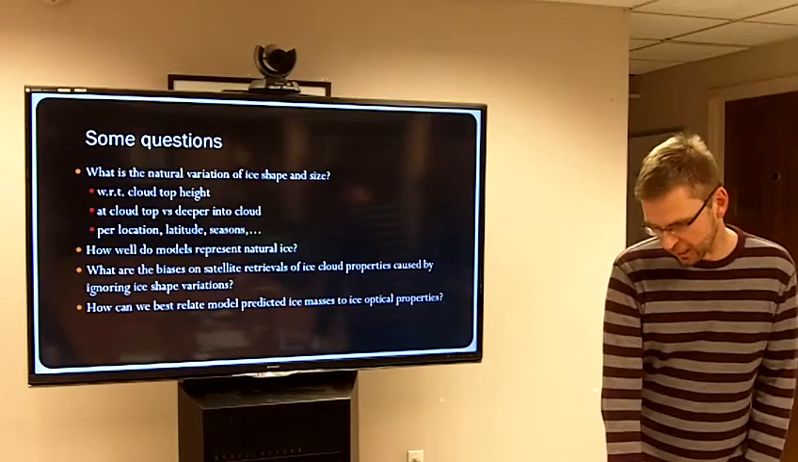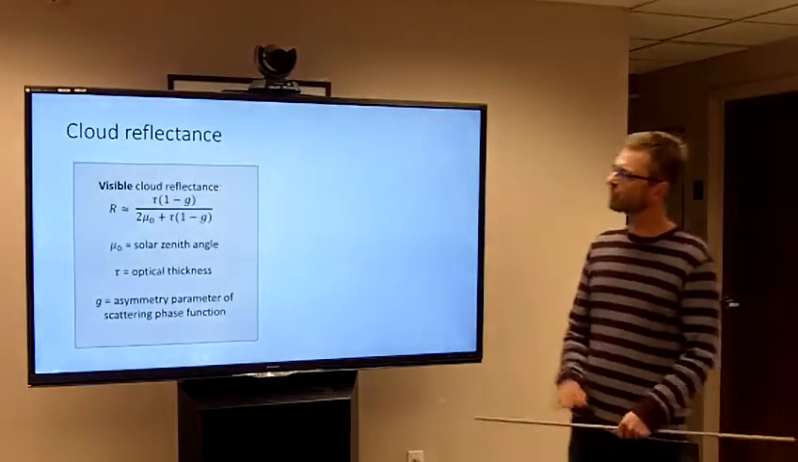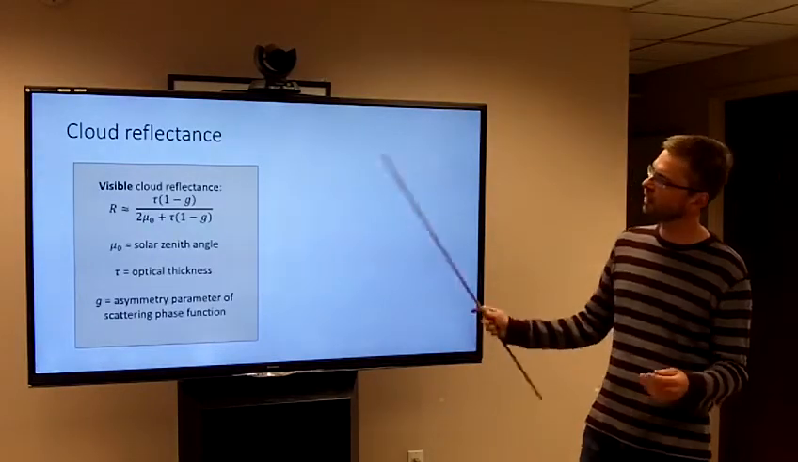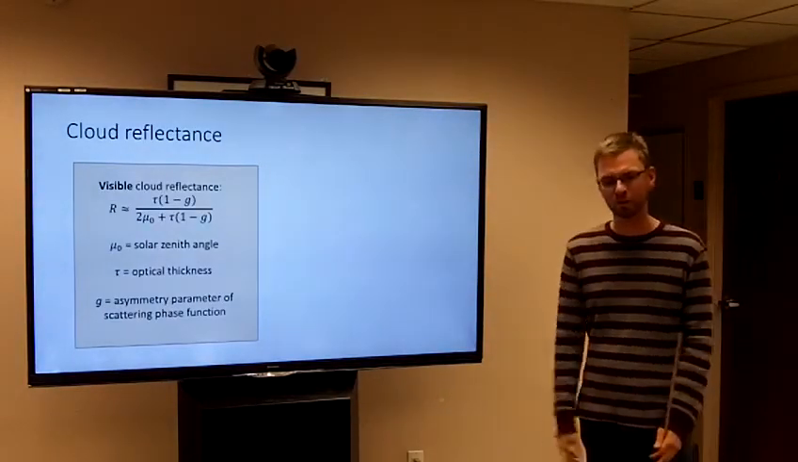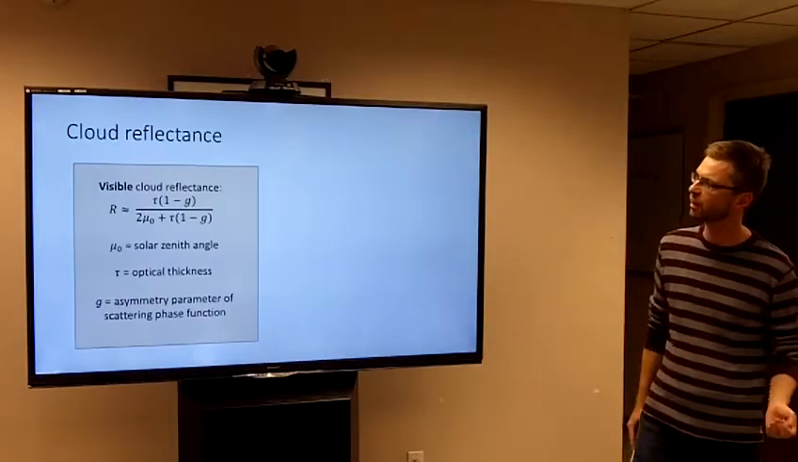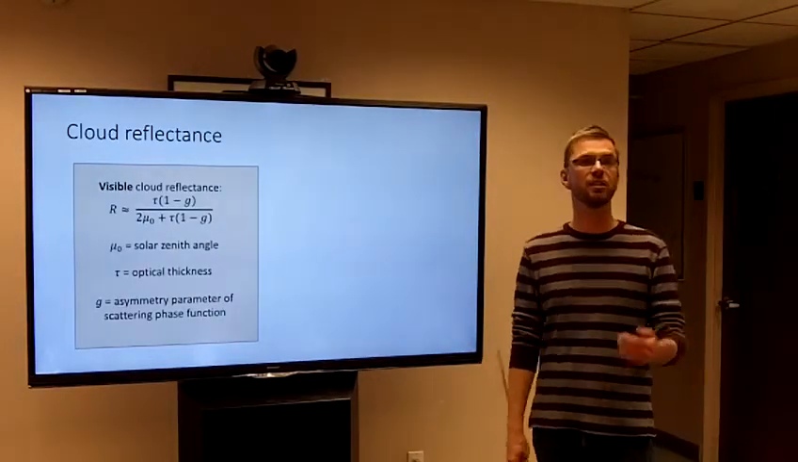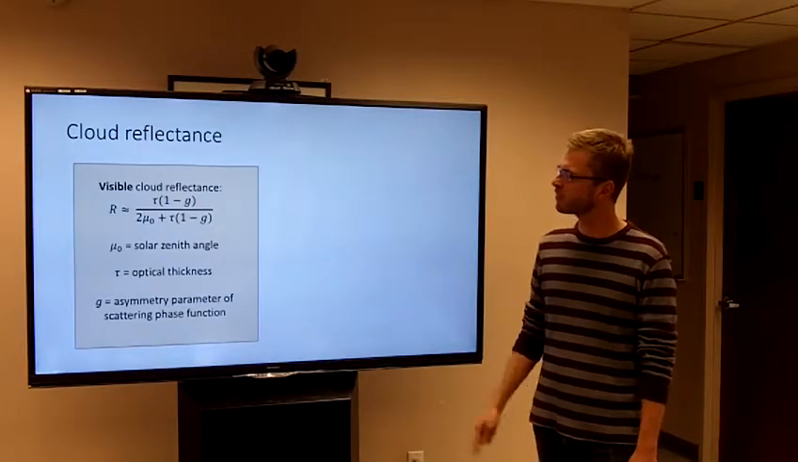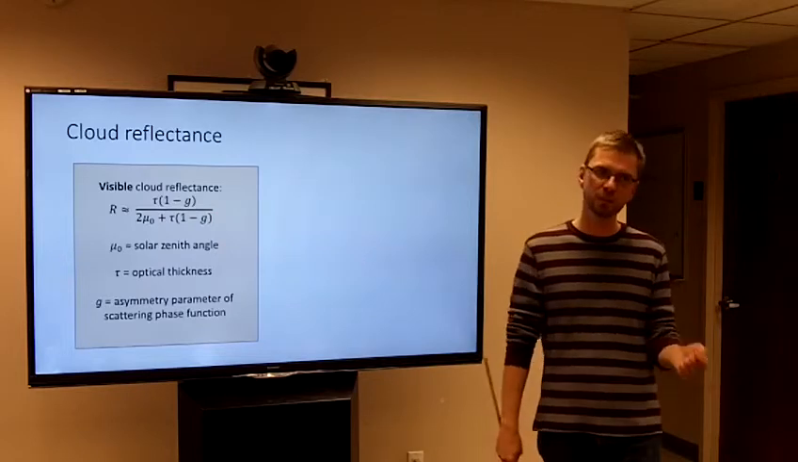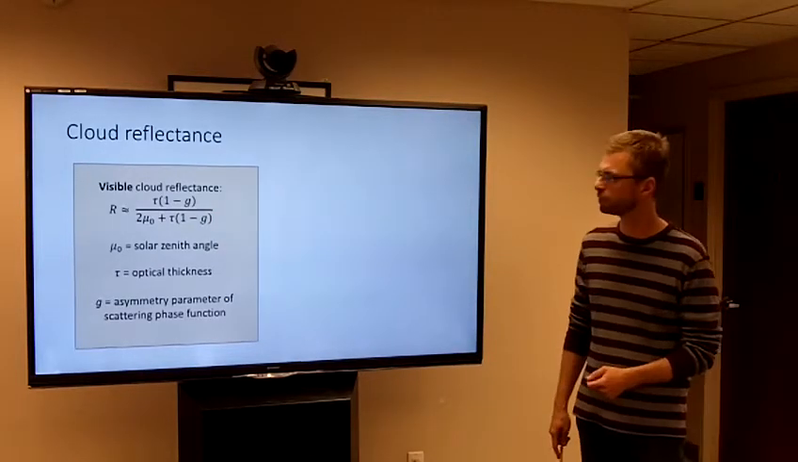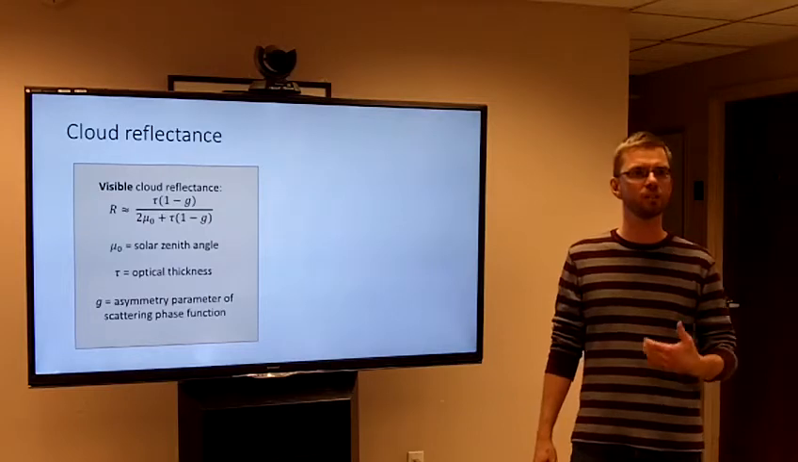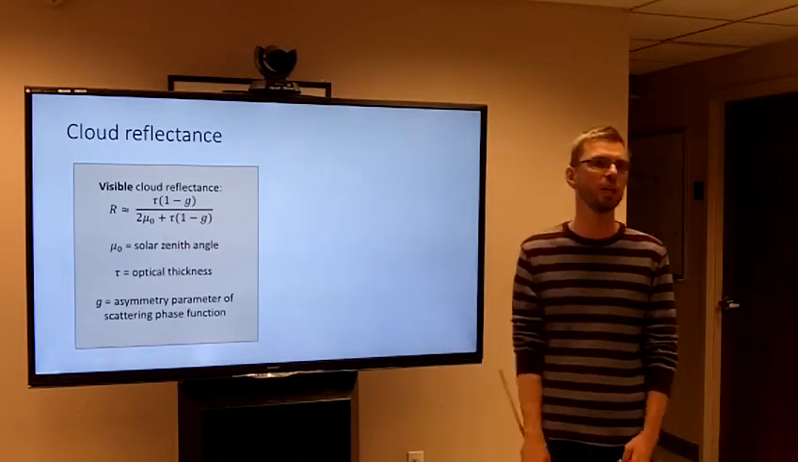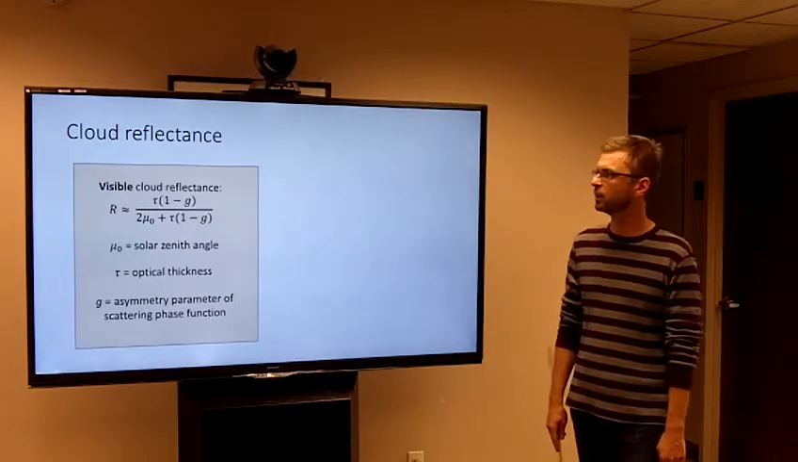So I decided to make a sort of a long introduction and take a step back and go through some very simple relations, how cloud reflectance is calculated or is represented. And so the simplest form is this visible cloud reflectance, and in the visible ice is not absorbing, also liquid is not absorbing. So we get this very simple formula to calculate the reflectance.